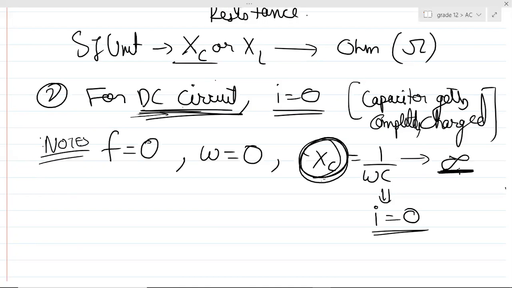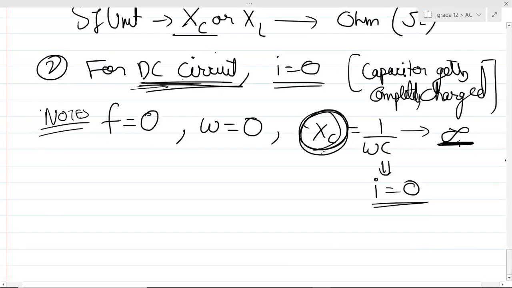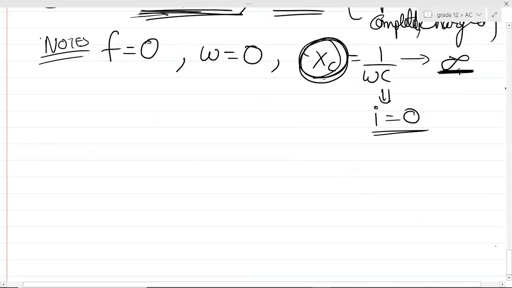When I do the numericals, I'll explain what exactly I mean by this. So I think this is pretty much clear to everyone. Everyone understood this particular thing, that current leads by how much? Pi by 2. Very good.